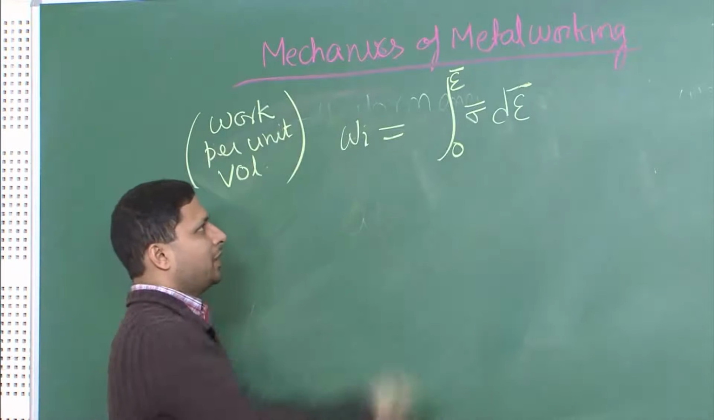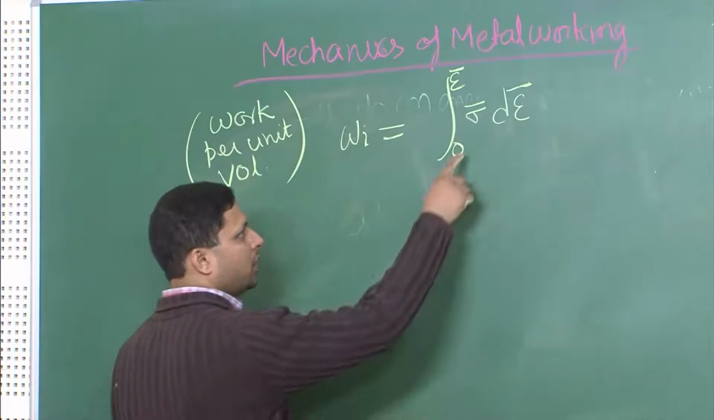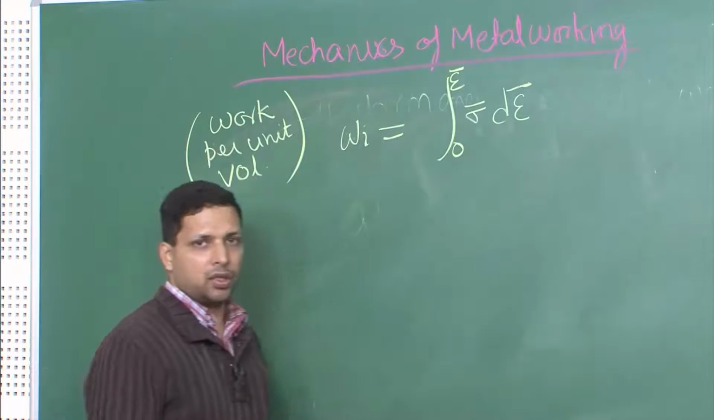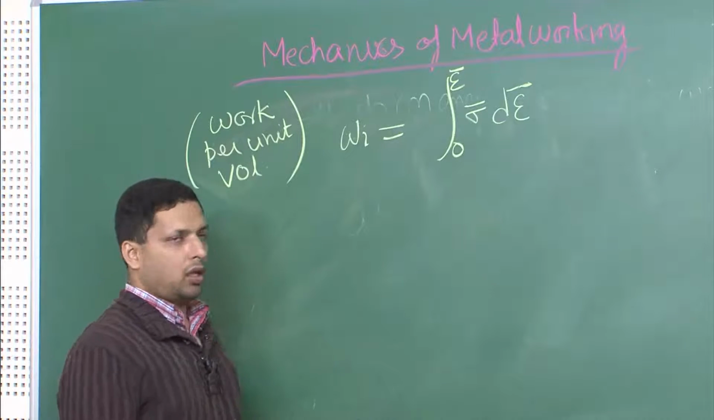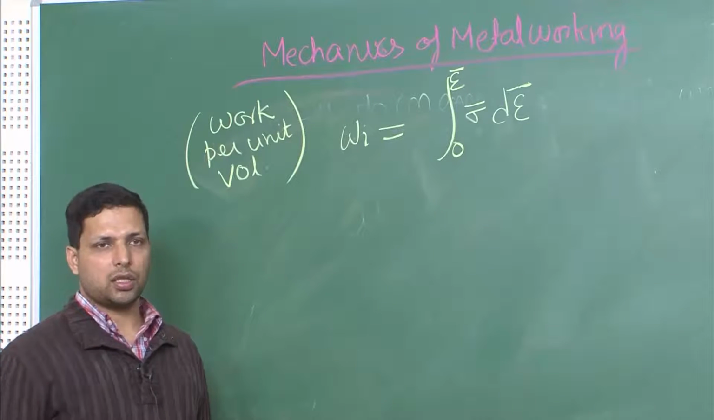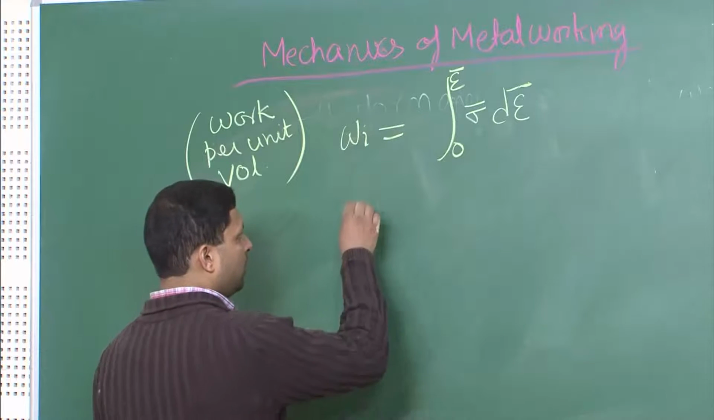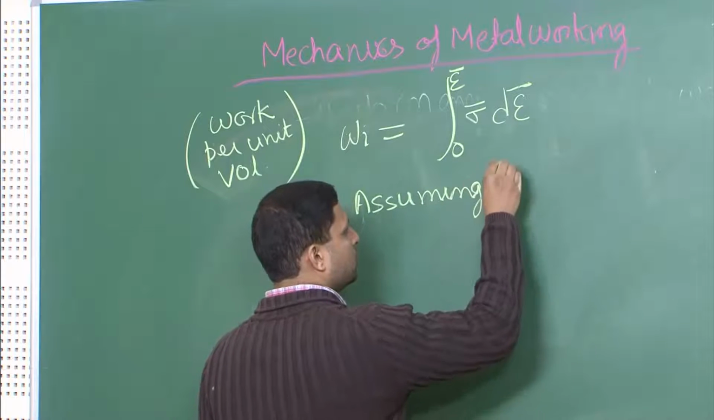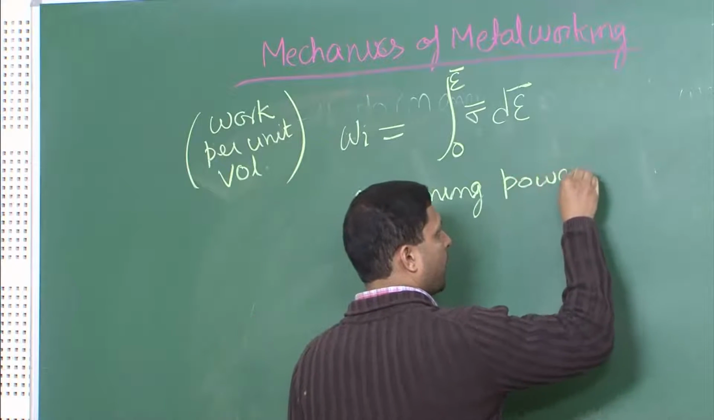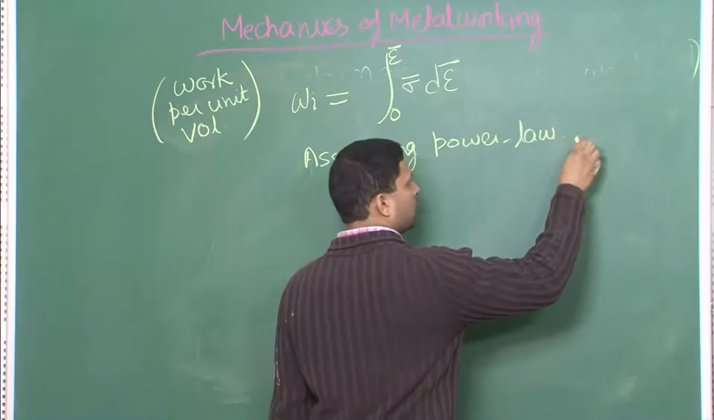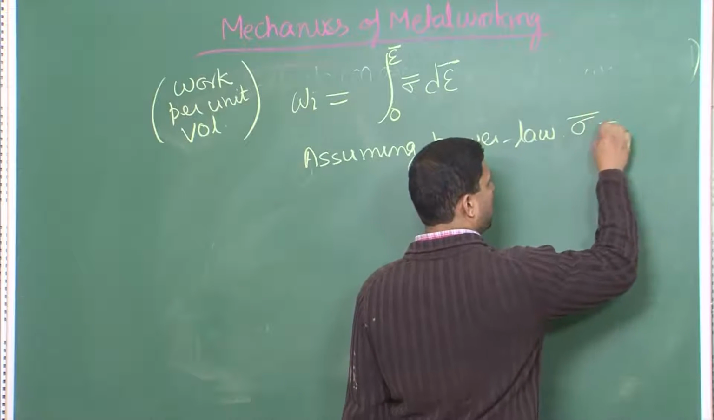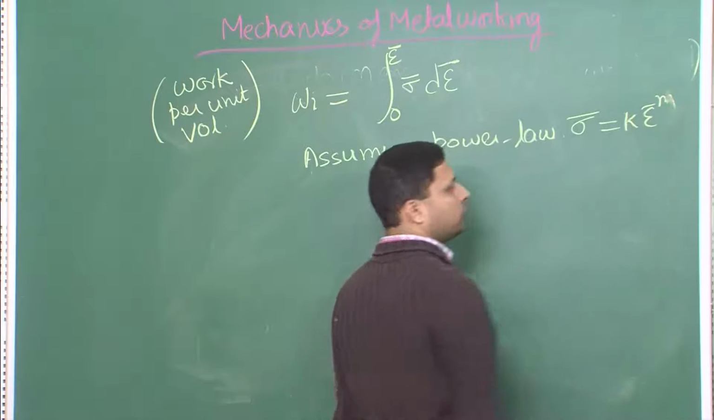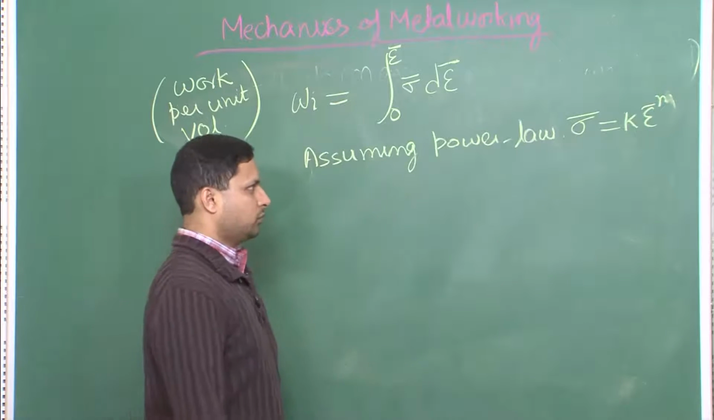So, the ideal work is nothing but integration of flow stress, equivalent flow stress times equivalent d epsilon, integrated over the whole strain range. Now, assuming power law behavior, what is power law behavior? It was this kind of behavior. So, assuming that our material follows this kind of flow behavior.